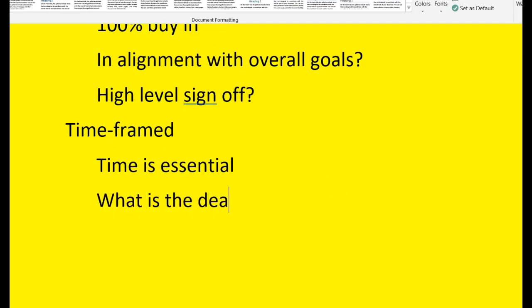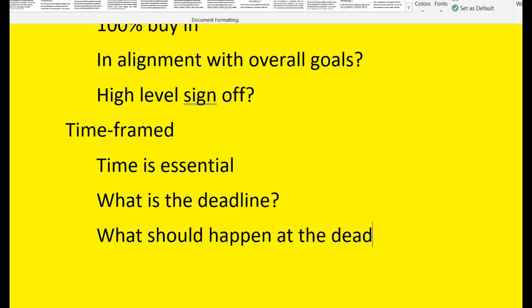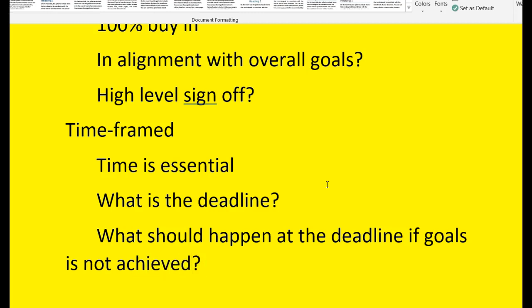What is a deadline? And what should happen at the deadline? I mean, should you just readjust the deadline or change the goal? So if the goal is not achieved, are you going to just move the goal, the time frame date, the completion date back, or are you going to rethink the entire process?